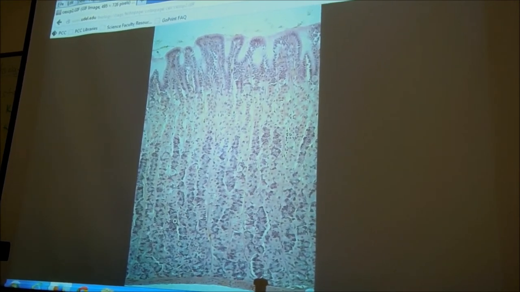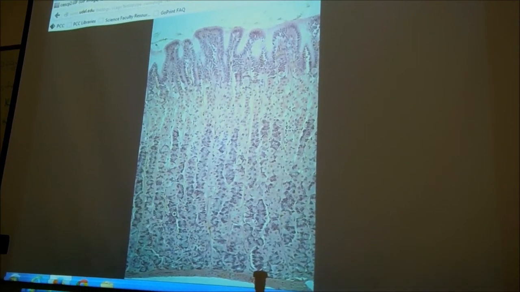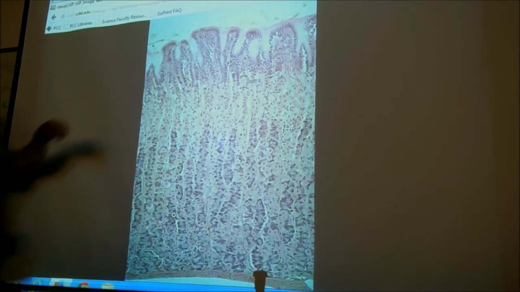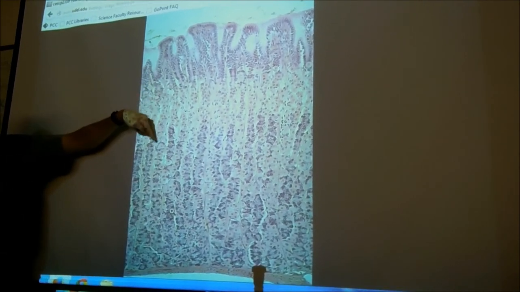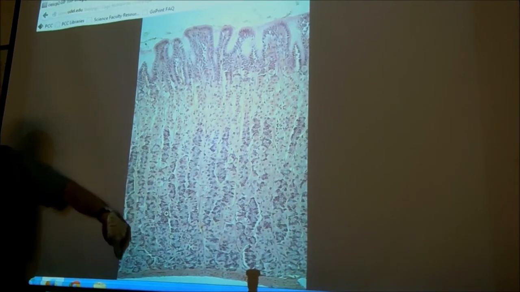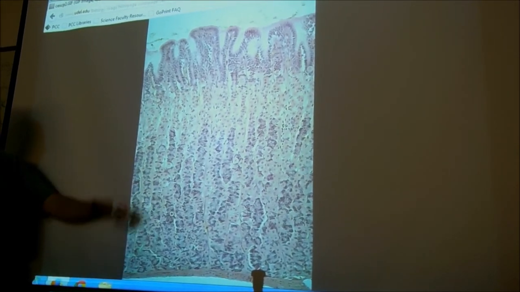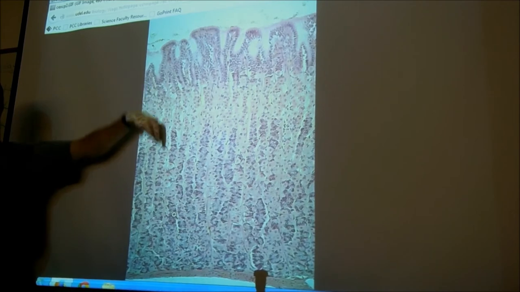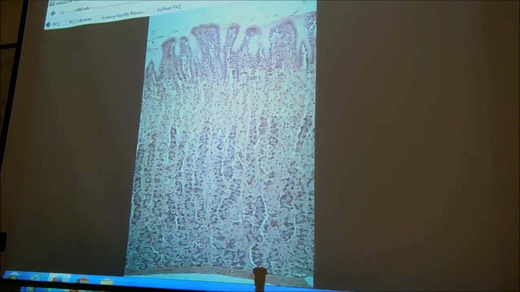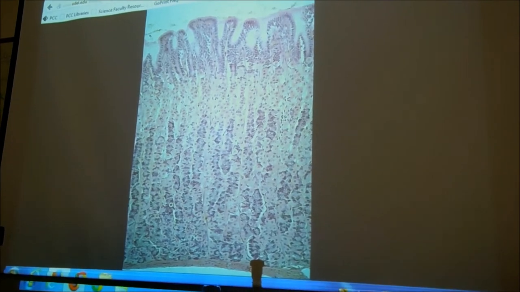Those aren't really fingers. That's a stomach. These are the pits, and notice they go all the way down to here. These are the glands way down here. But those aren't really a finger so much as little white lines going up and down. So this is the pits and the glands. They look like fingers, kind of, but they're not exactly the same.